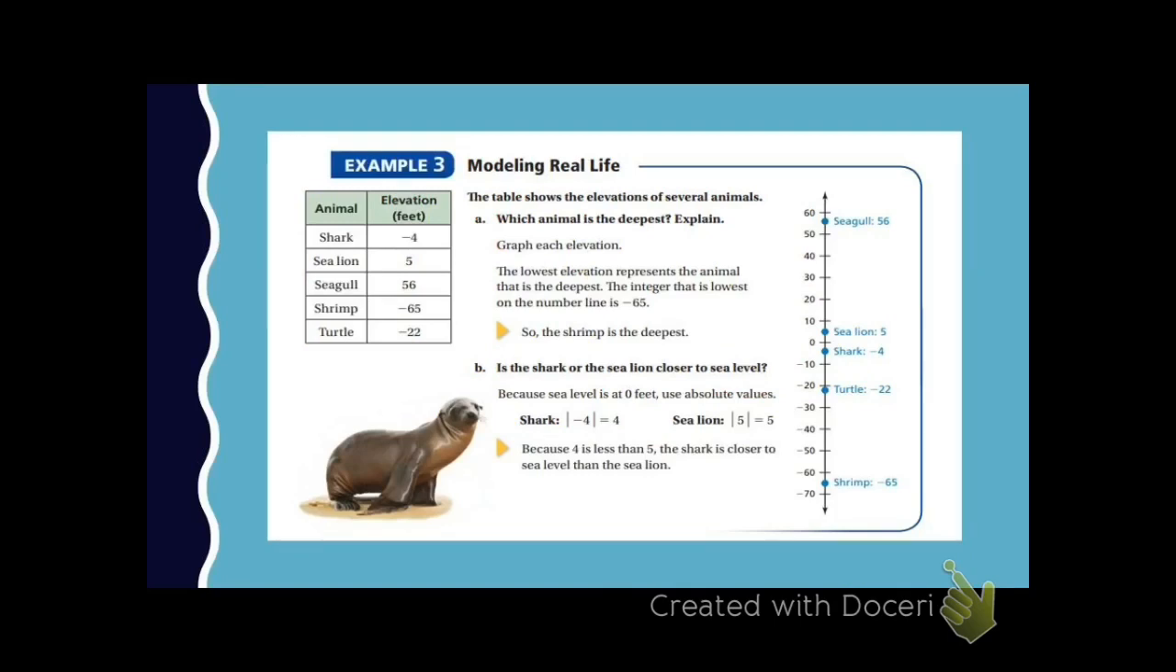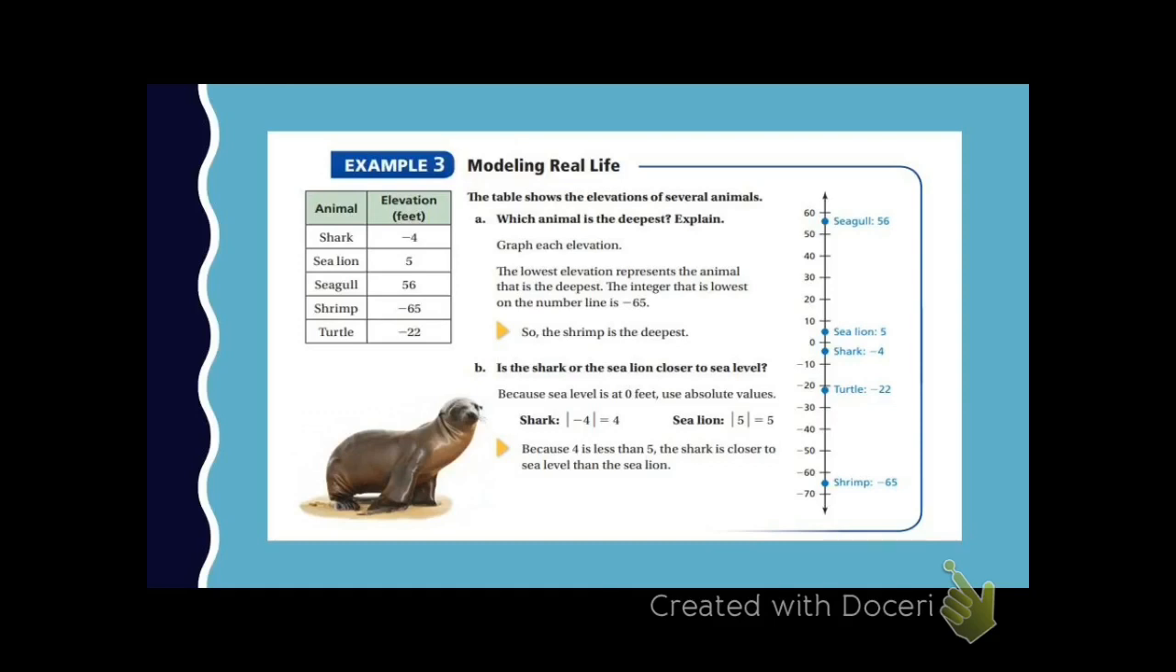Now, I know a lot of you would say, well, when in the world are we ever going to need this? Well, they give you an example of when the absolute value of a number may come in handy. They're showing these animals and their elevations. We have a shark, and he lives about 4 feet below sea level. We have a sea lion that lives 5 feet above sea level. We have a seagull that lives 56 feet above sea level, shrimp who live 65 feet below sea level, and a turtle who lives about 22 feet below sea level.